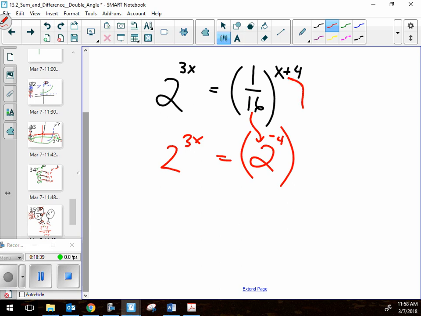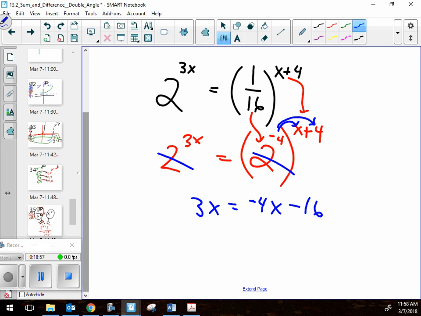And then I still got to bring this stuff down, x plus 4. Why did I do that? So that now the 2's are gone, and it's just the powers. 3x equals, and I got to distribute that. As always, somebody who forgets that part. Negative 4x minus 16, and then you solve from there.